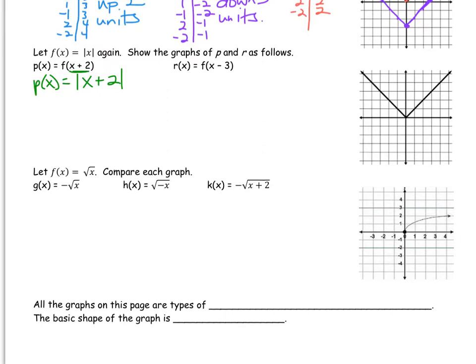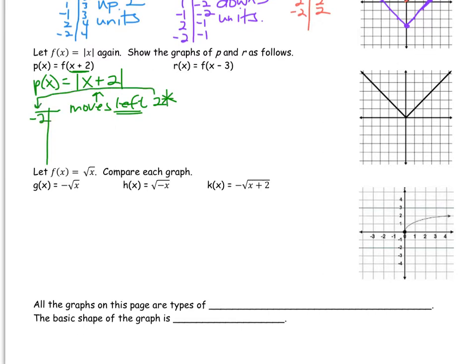From quadratics, we've talked about this before. This means we're going to move everything left 2. And if you're thinking to yourself, why left? Because in the parenthesis with x, it always goes in the opposite direction. So think about that. What this means is instead of starting at 0, I'm going to move over 2 to the left, so I'm going to start at -2 because I'm moving 2 to the left.